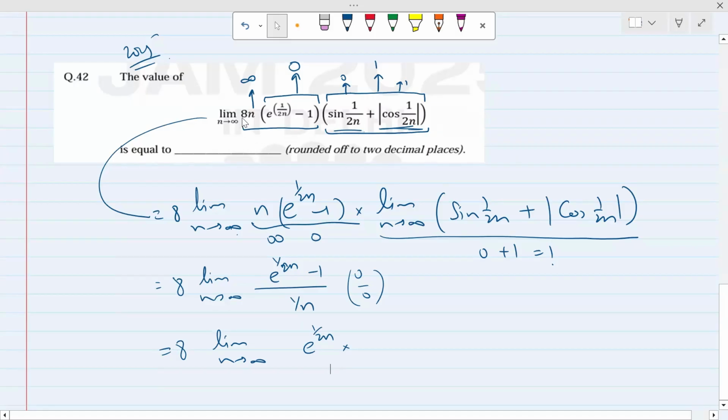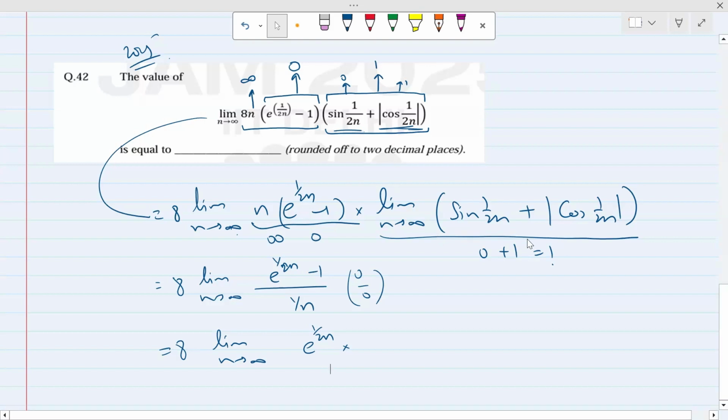Only the remaining part is this product. We haven't split this product; we have kept it as it is: n into e raised to 1 by 2n minus 1. This product we don't know, it's a 0 into infinity form. So we have kept it as it is. We haven't broken that. Okay, sir, I understand.